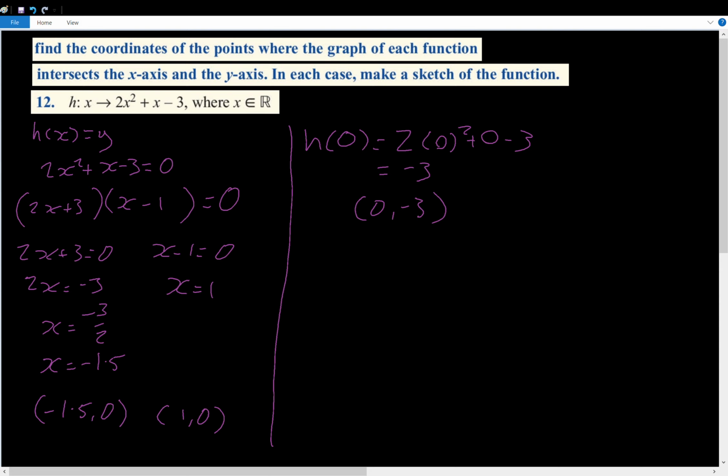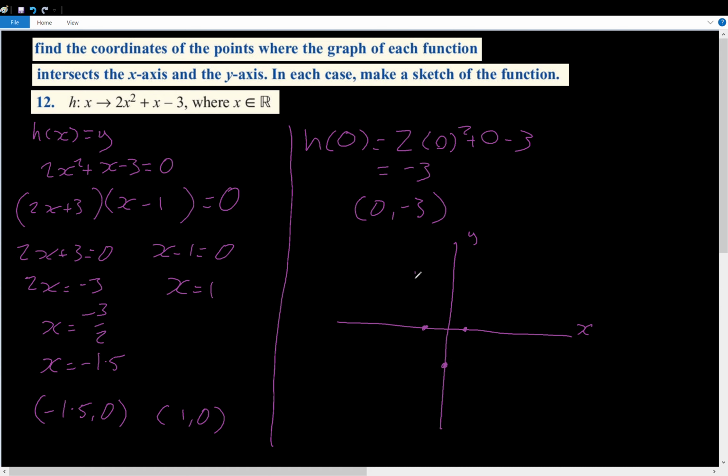Now we're going to make a sketch of this function. It's not going to be particularly neat because it's not as easy to do in this format, but we have our y-axis and our x-axis. The point minus 1.5, 0 is going to be somewhere back here. And the point 1, 0 is going to be somewhere up here. And then somewhere down here we're going to have the point 0, minus 3.